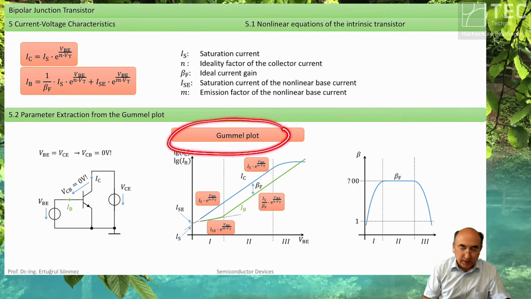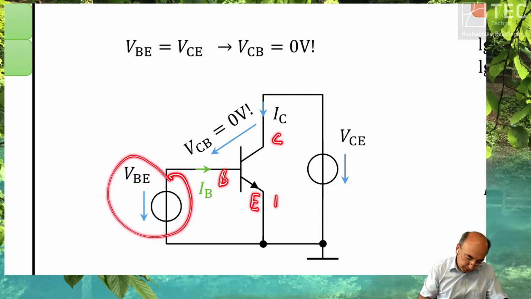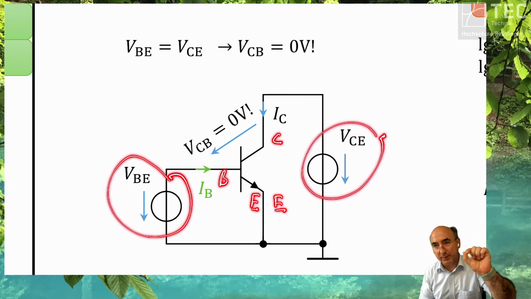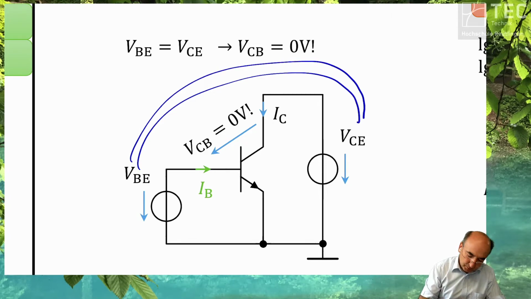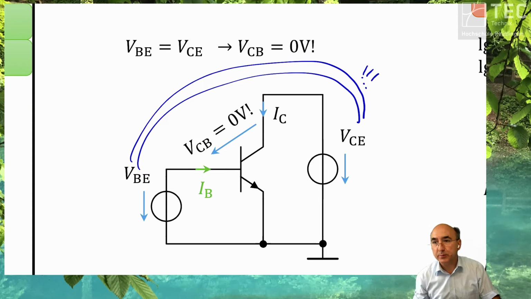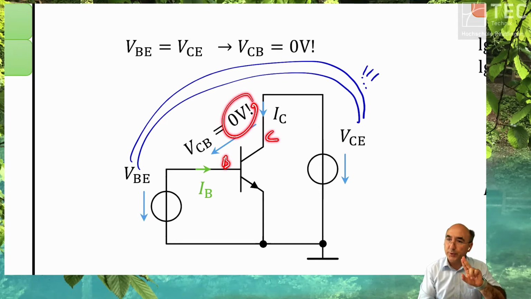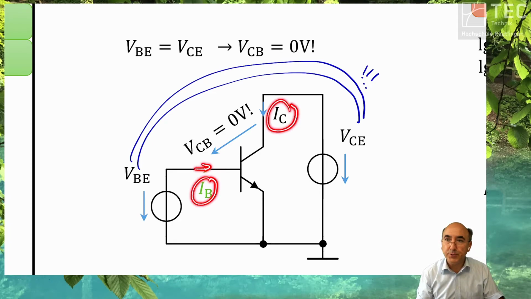The first parameters you can take a look from are from the so-called Gummel plot. The Gummel plot takes a transistor, a bipolar transistor, and applies between base and emitter and collector and emitter two independent voltage sources, and applies the same value to both voltage sources, so that effectively the collector base voltage is zero, but effectively not short circuited. Why? In order to plot the base current and the collector current individually.